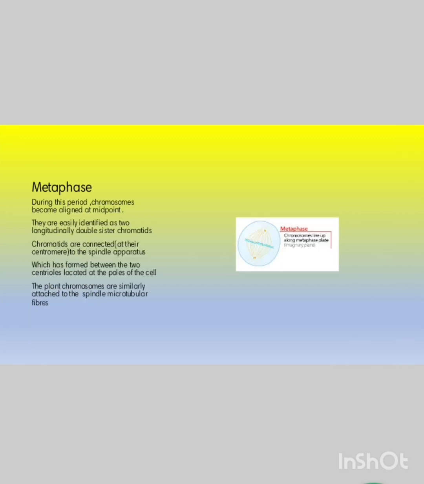Next is the metaphase. During this period, chromosomes become aligned at a midpoint. These are easily identified as two longitudinally double sister chromatids. Chromatids are connected at their centromere to the spindle apparatus, which has formed between the two centrioles located at the poles of the cell. The plant chromosomes are similarly attached to the spindle microtubule fibers.